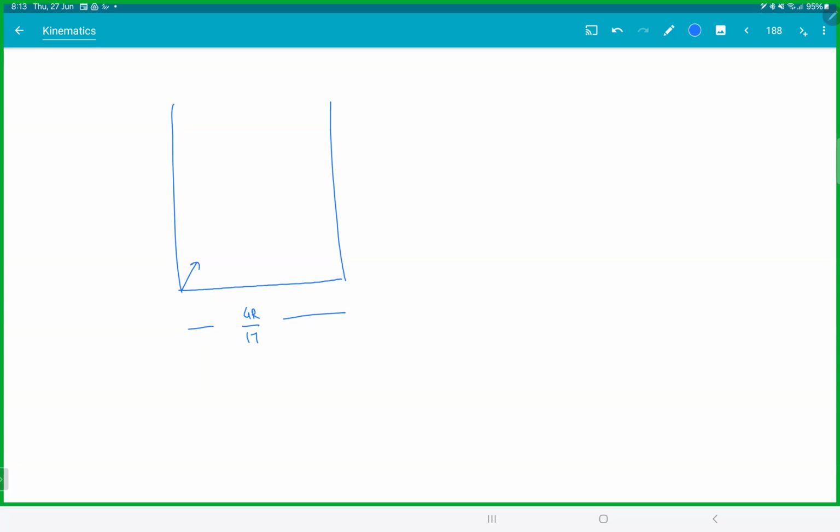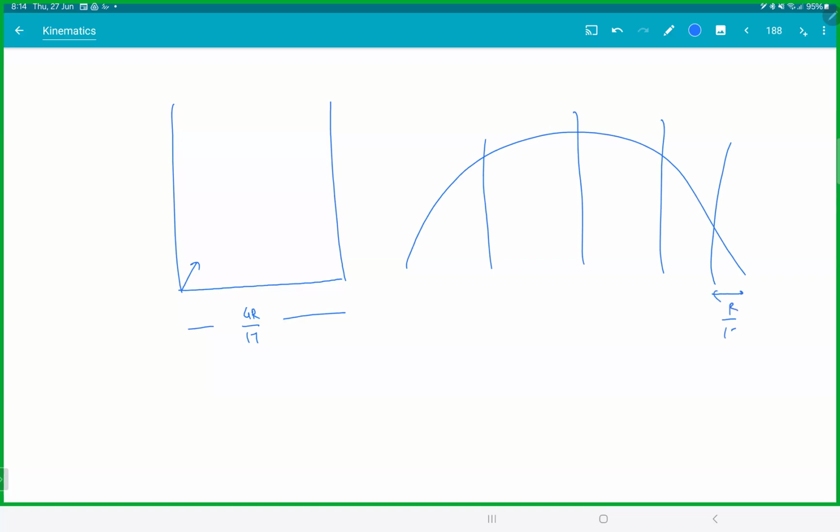Get this fast. So now you have to cut the parabola into 4r by 17 pieces. So 4r by 17, 4r by 17, 4r by 17, 4r by 17. You'll be left with r by 17 as the last piece. Isn't it? So how many times will you collide? 1, 2, 3, 4. In the last piece you land on the ground, r by 17 from the left. Easy?